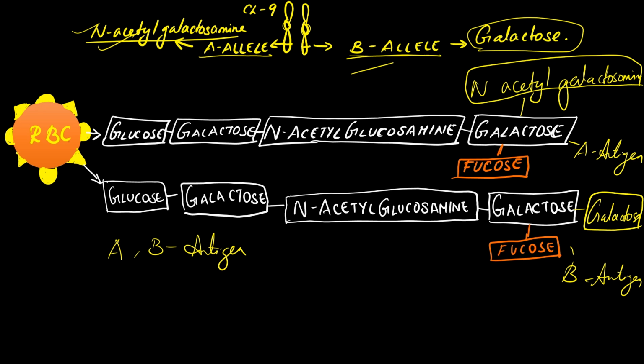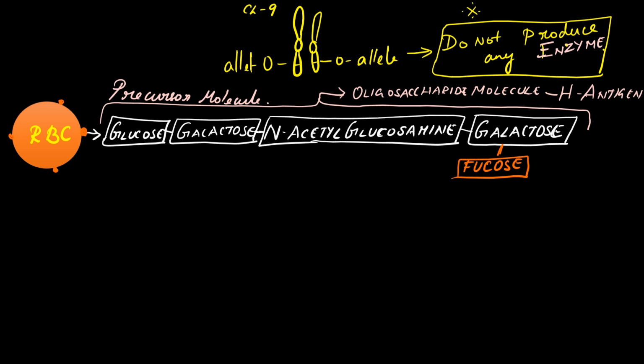So what will happen? This blood group will be differentiated into AB blood group, as they have produced both the antigens on their surface. Now, what about O blood group? O blood group, when both the chromosomes are going to have the O allele, because the O allele is a recessive gene, and this recessive gene must be present on both the homologous chromosomes, only then O blood group will be expressed.